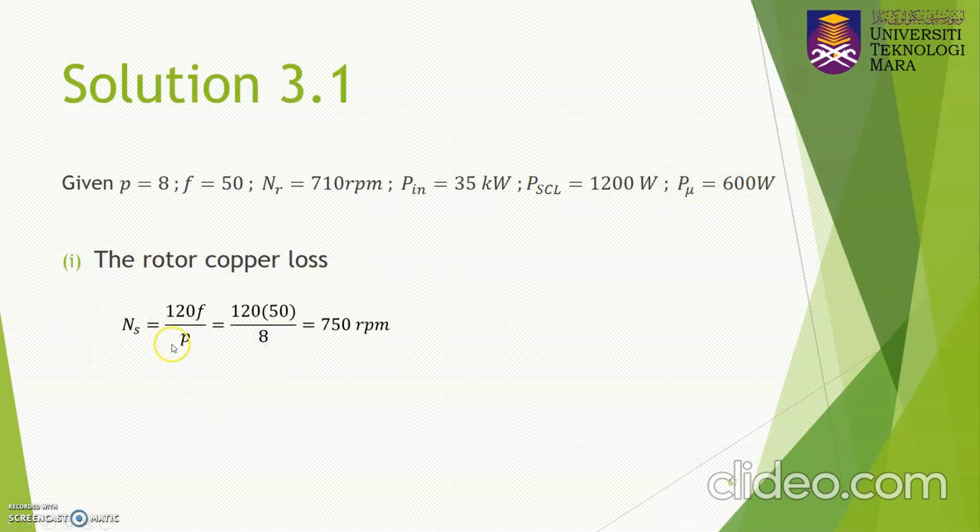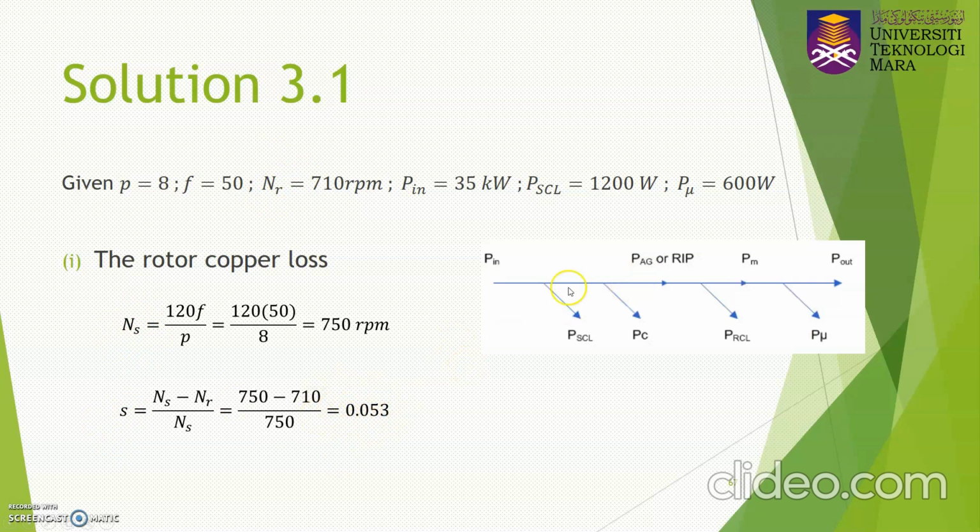First, you need to calculate the rotor copper loss. Firstly, you calculate NS, your synchronous speed. NS equal to 120 F divided by P. So 120 multiplied with your frequency 50 divided by your pole 8, so you get 750 RPM. Based on the NS, you can find your slip. S will be equal to NS minus NR divided by NS. In this case, your slip is equal to 0.053.